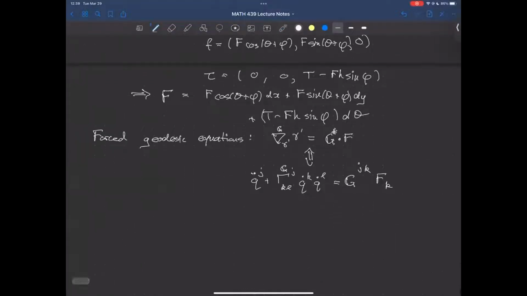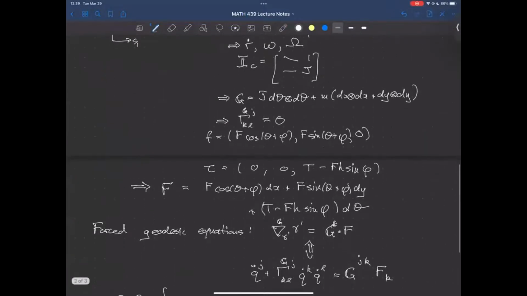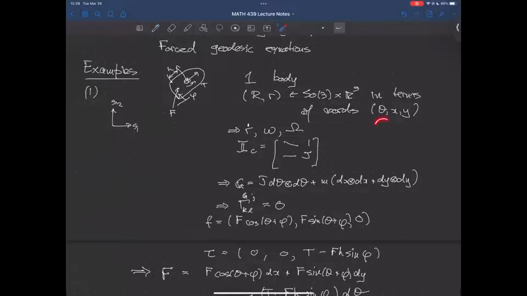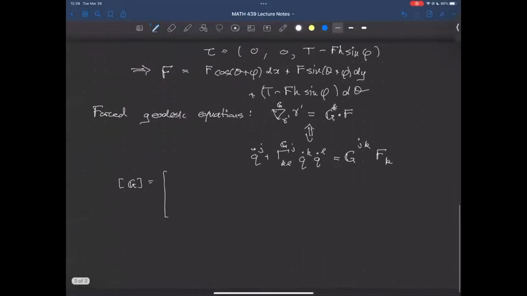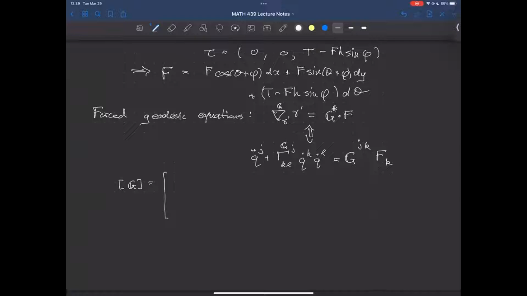Okay, so let's calculate that. Again, this is an easy calculation in this example. So G is, according to our coordinates, and I've chosen to order my coordinates as theta, x, y, so I should write down G according to that order. That means I should get J here, M here, M here, and everything else is 0. Okay, the inverse, which are the components of G sharp. Okay, so that's a reasonably straightforward matrix to invert.